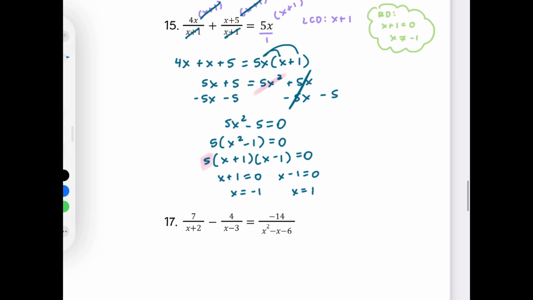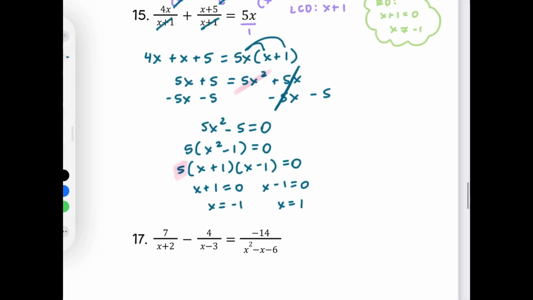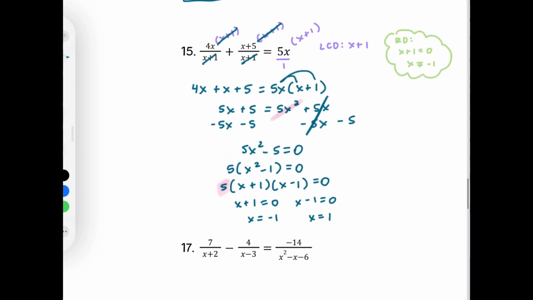Let's check against our restricted domain. So if we look at this one, our restricted domain says we can't equal negative 1, but we got that as a solution. So we need to make sure to cross that off, and our only solution would be x equals 1.